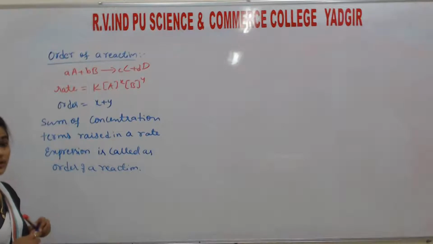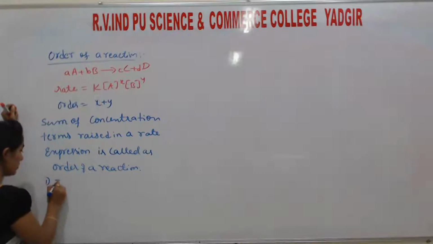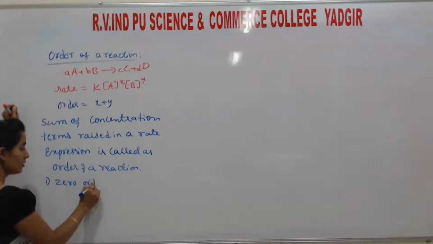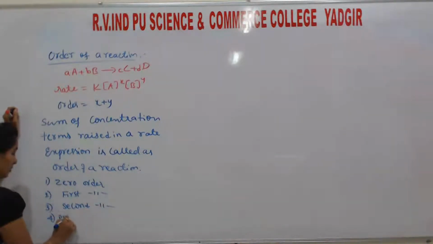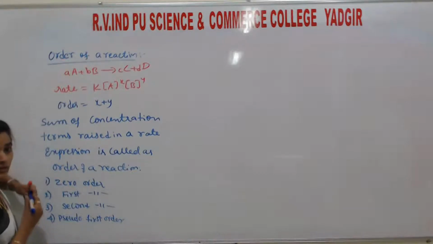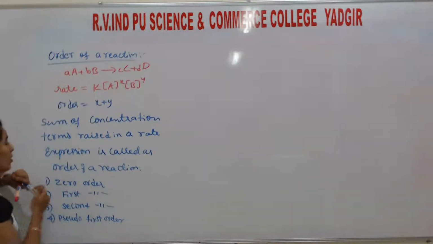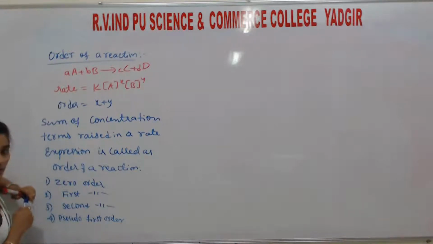Okay, students? So in this order of a reaction, types are there. Okay? So first one, zero order reaction. Second, first order. Next, second order. And fourth one, pseudo first order. Understand? So in the order of a reaction, four types are there. One is zero order reaction, first order reaction, second order reaction, and the pseudo first order reaction.